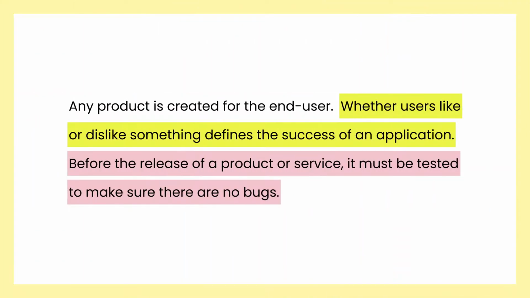In the same paragraph, what is the connection between what users like or dislike in an application and the necessity of testing that application? "Whether users like or dislike something defines the success of an application. Before the release of a product or service, it must be tested to make sure there are no bugs." It seems like the argument is missing. Let's rewrite this paragraph to make it flow better.